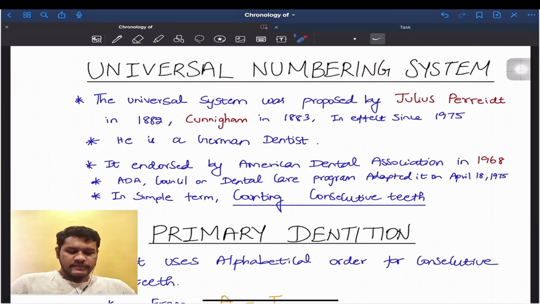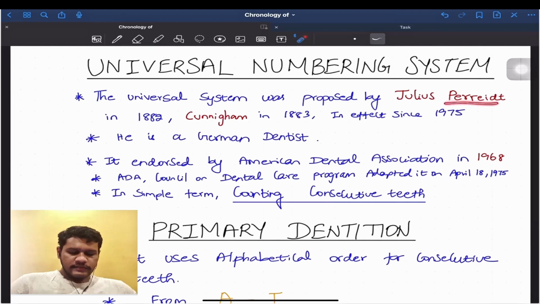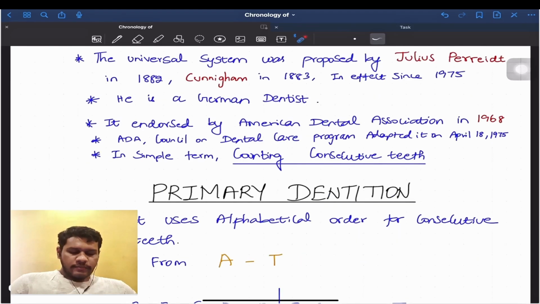The universal numbering system was proposed by Julius Parreidt in the year 1882, and also by Cunningham in 1883. Julius Parreidt was a German dentist. It was endorsed by the American Dental Association in 1968. The American Dental Association Council on Dental Care Programs adopted it on April 18, 1975. It has been in effect since 1975.